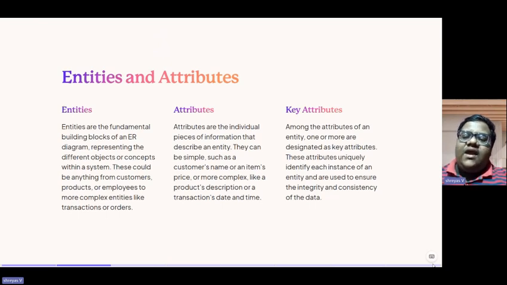They can be simple, such as customer names or item price, or more complex, like a product's description, transaction date and time. Key attributes. Among the attributes of an entity, one or more are designated key attributes. These attributes uniquely identify each instance of an entity and are used to ensure the integrity and consistency of the data.